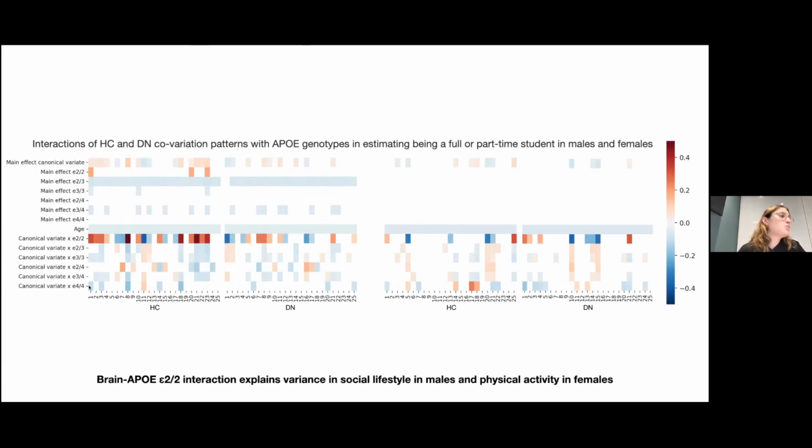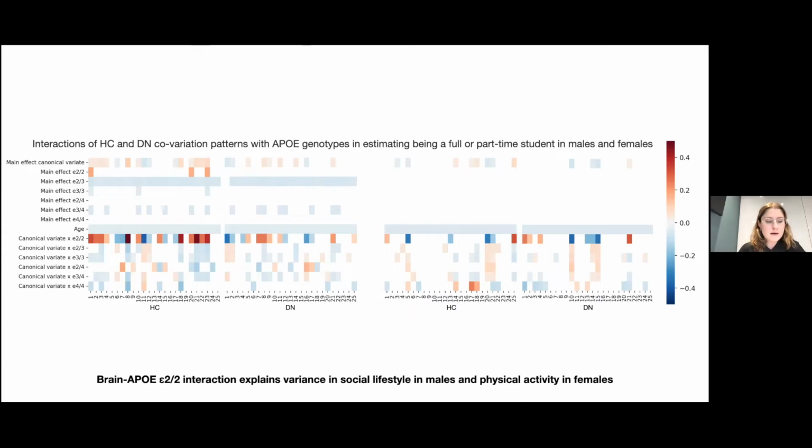And each time we look at only one canonical variant from the hippocampus or default network side. So these first 25 columns are the models for the hippocampal canonical variants, and these other sets of 25 models are the canonical variants for the default network side. These 2 first panels are the coefficients in males, and these 2 last panels are the coefficients for females.